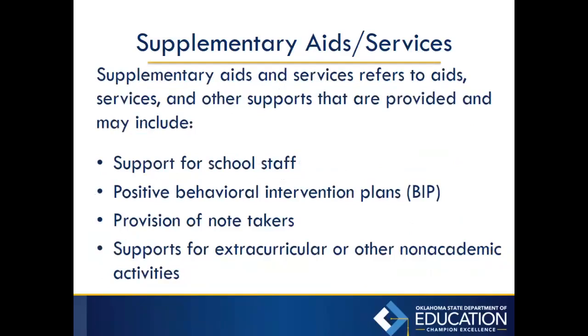Within the IEP, on the Services section, there's a specific area for services. There's a specific section for related services, an explanation of to what extent the student would be removed from his or her general education setting, and then there's an area for supplementary aids and services. Supplementary aids and services refer to aids, services, and other supports that are provided. They might include support for school staff, positive behavior intervention plans, or a BIP, provision of note takers, and supports for extracurricular or other non-academic activities.